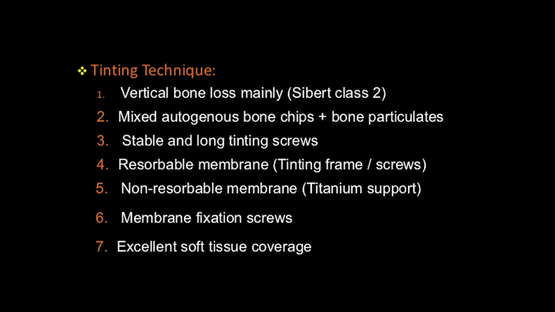Tenting technique, we use it for vertical ridge augmentation. If you have Seibert class 2, when you have vertical bone loss, we put the tenting screws, and then we put mixed autogenous bone graft with bone particulates, allograft or xenograft, which will be stabilized by the tenting screws. We have to use a resorbable or non-resorbable membrane. It depends on the dentist's option. The membrane has to be fixed, stabilized, and then covered with good soft tissue coverage.